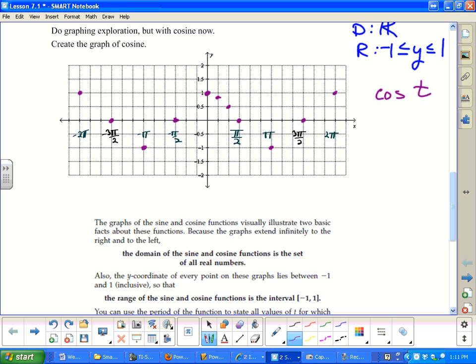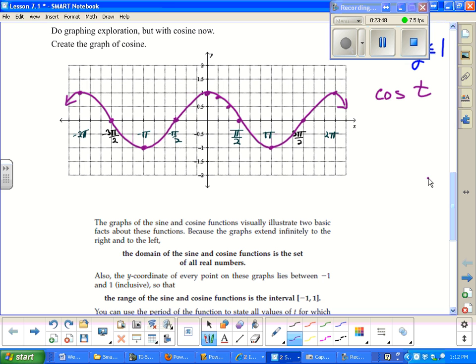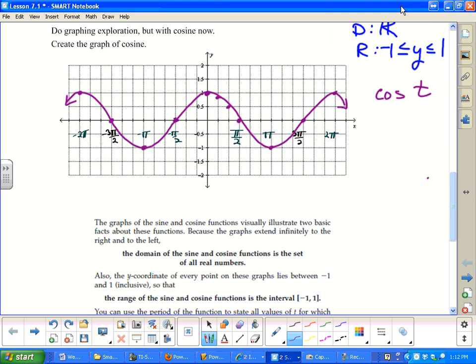So really, all I need then to be able to draw these graphs is all the pi over 2's. 0, pi over 2, pi, 3 pi over 2, 2 pi, because that tells me what my graph is going to look like. The period is 2 pi also. The domain is all real numbers. And the range is still between -1 and 1.